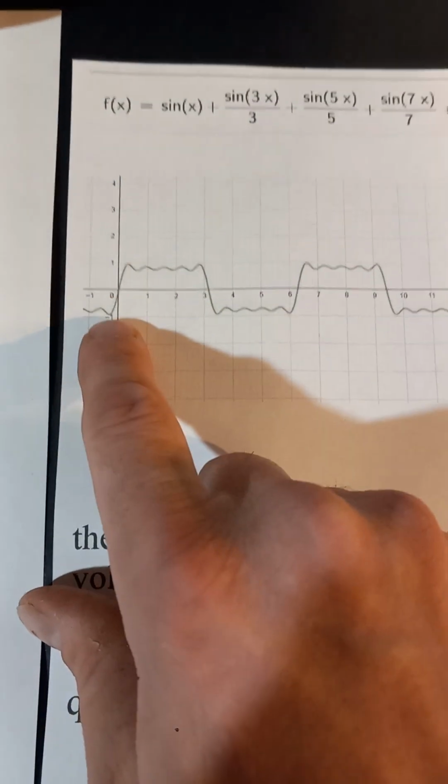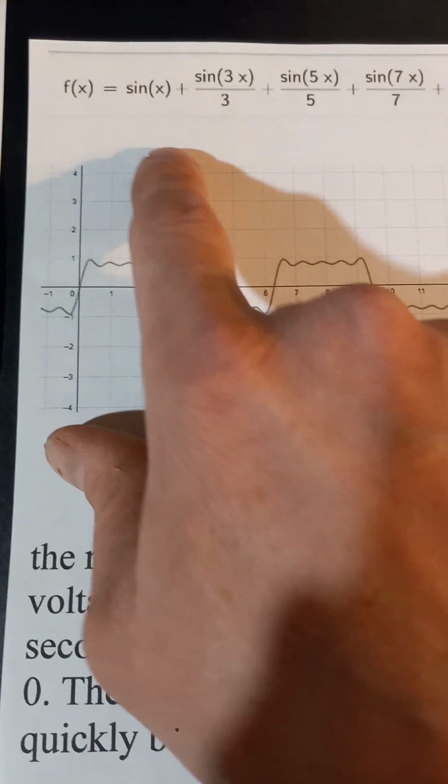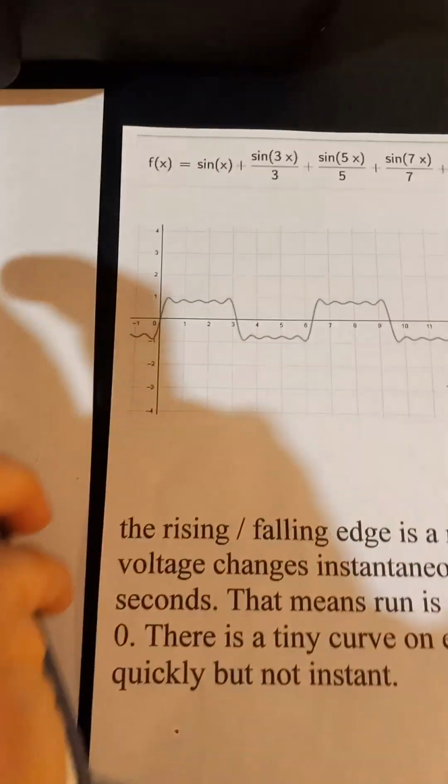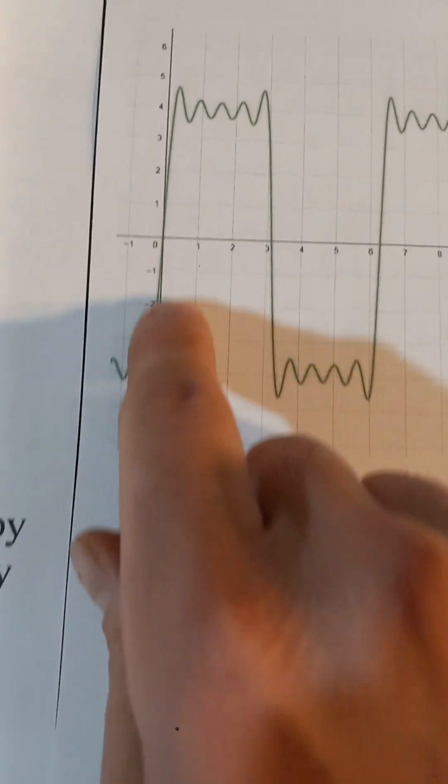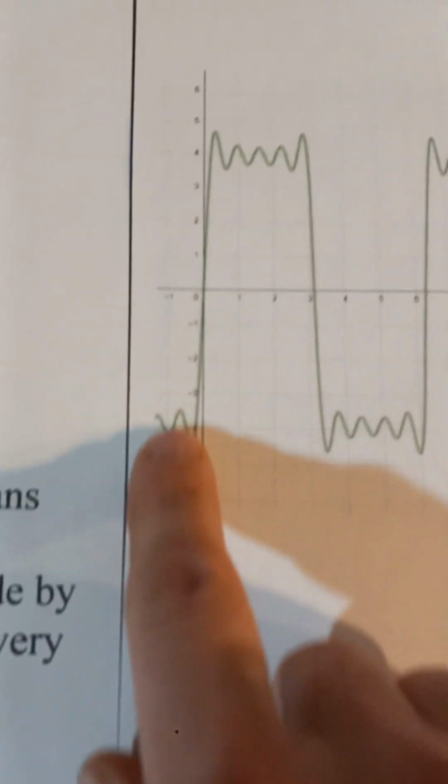So this is only plus and minus 1 volt. If you want to get the 5 volts, which is most of the things we use, you just put a 5 in front of this whole equation, and if you look here, it's plus and minus 5 volts.